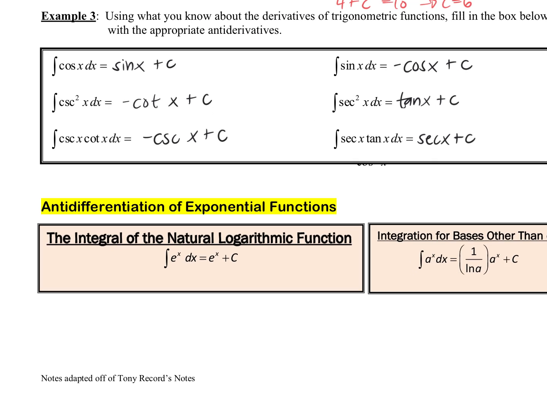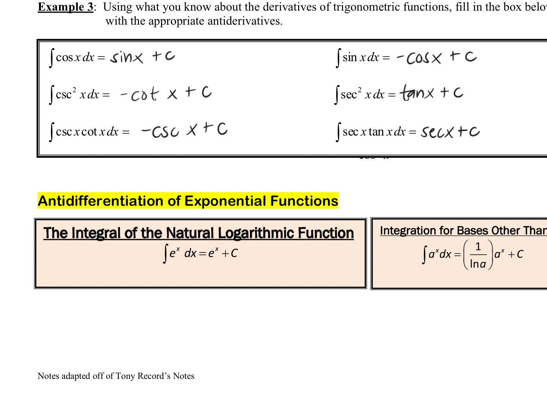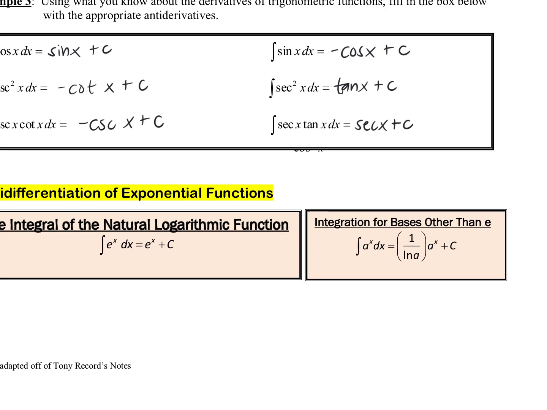And then, oops, the integral of exponential functions. The nice thing about e to the x is it's always going to stay consistent. E to the x is e to the x is e to the x. Okay? The only thing that's going to be different is that you have to add a constant plus c with that. Next thing, integration with bases that are not e. If it was like 5 to the x power, okay, then you're going to use this formula of 1 over the natural log of the base times that function, a to the x, and then plus c.